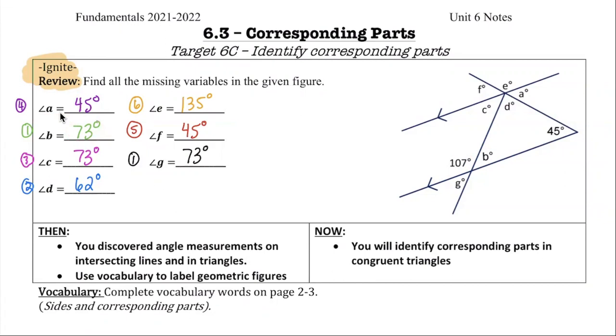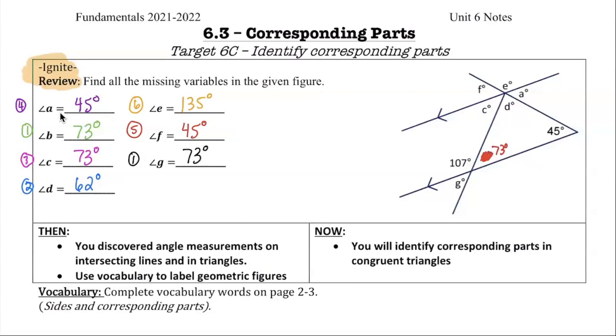Now, the cool part is that once we know my answer for B is 73 degrees, we can work our way around. If I look at this part right here, we have a triangle, and angles in a triangle add up to 180 degrees. So 180 minus 73 minus 45 gives me my answer for angle D, which is 62 degrees.